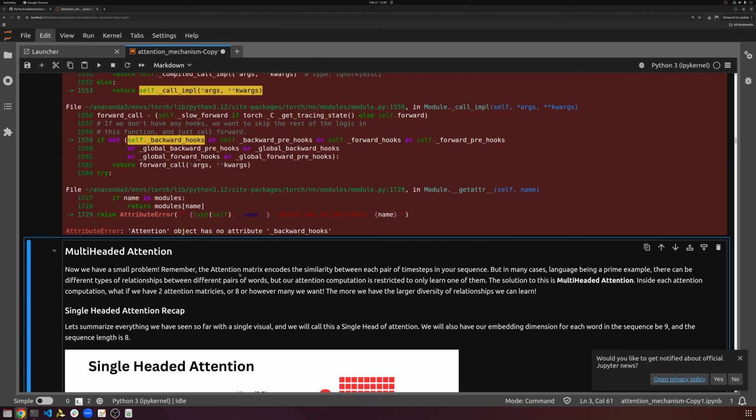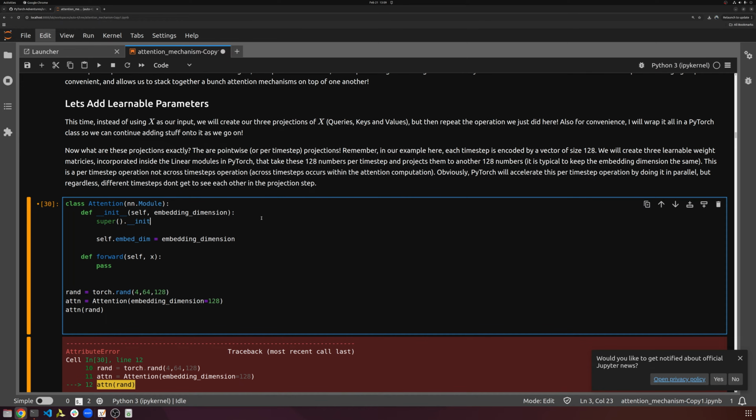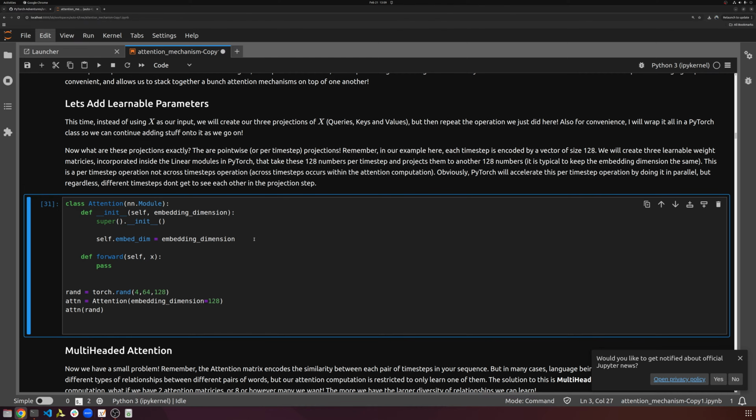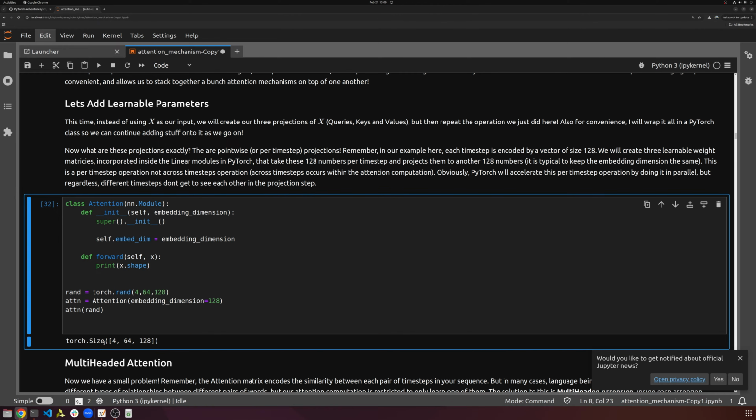You're going to see that right here. So yeah, this has no backward hook because I never did the super.init. There we go. And we should see if we print x.shape here, we'll see we have our tensor.